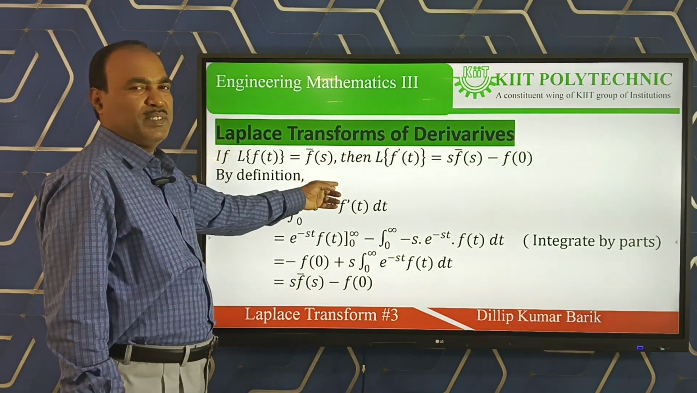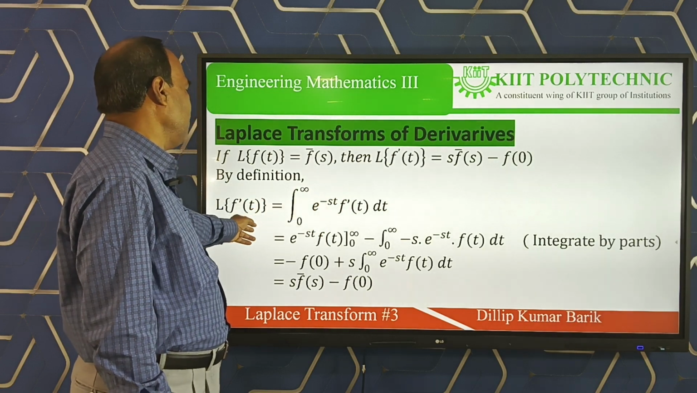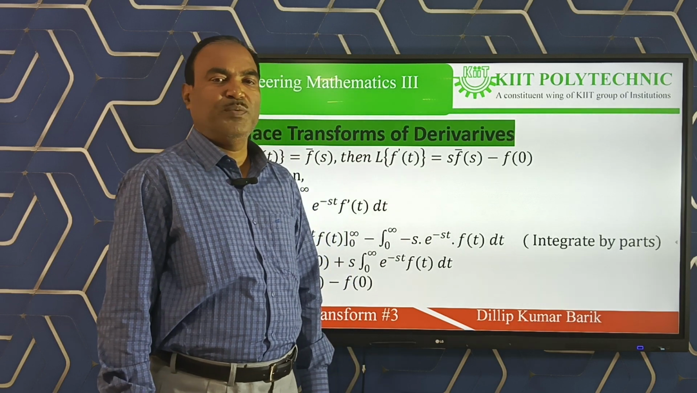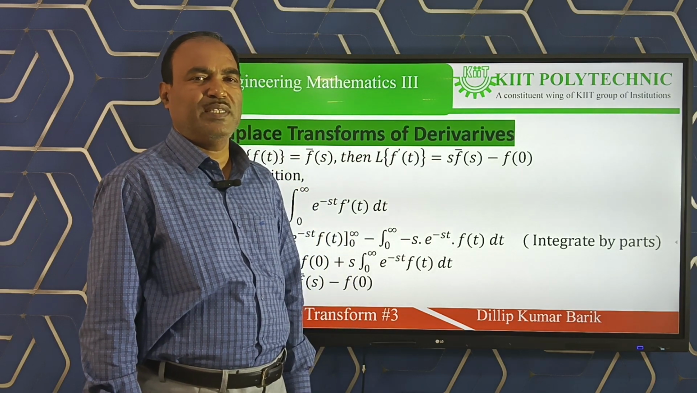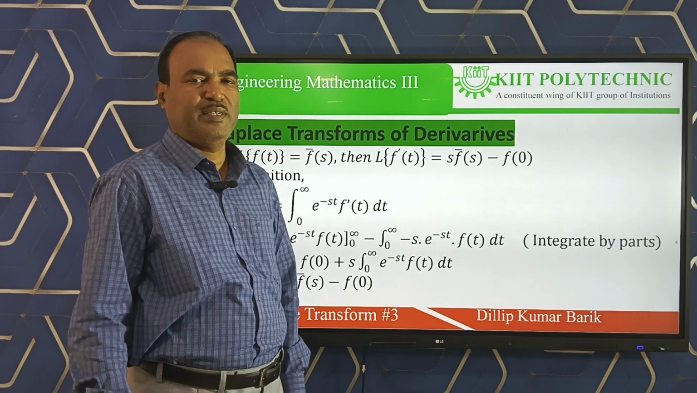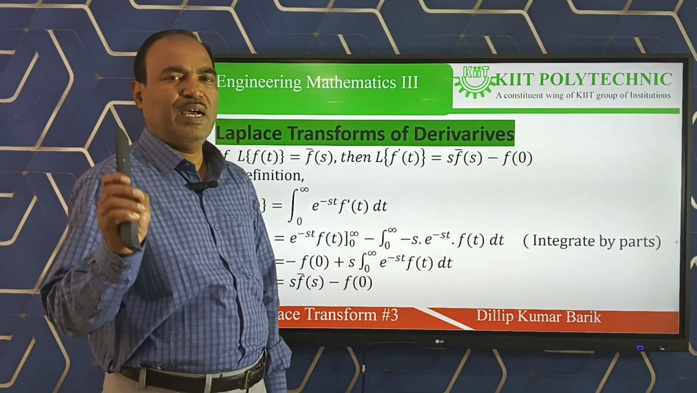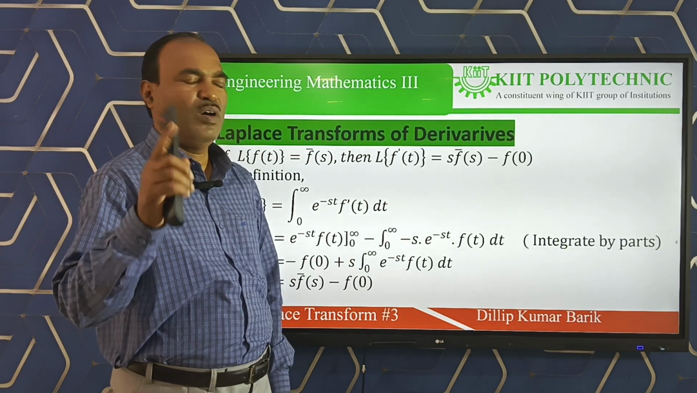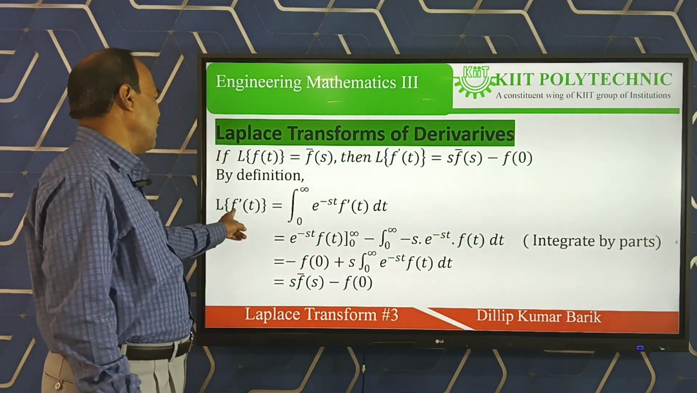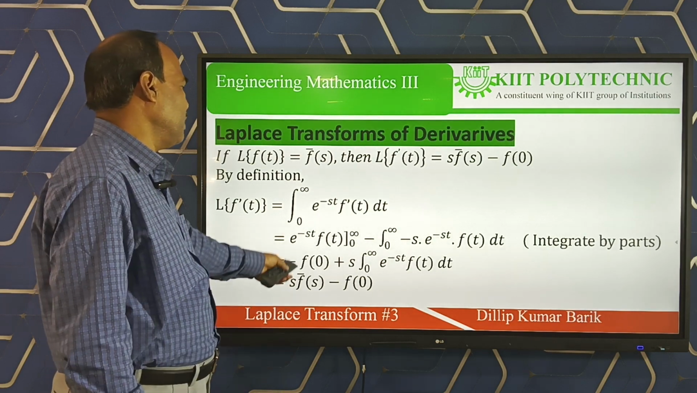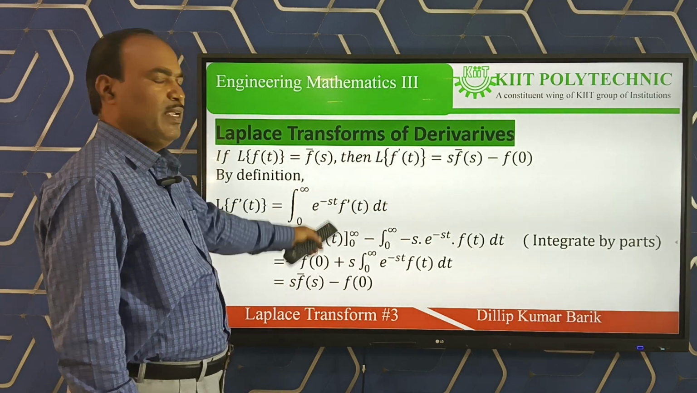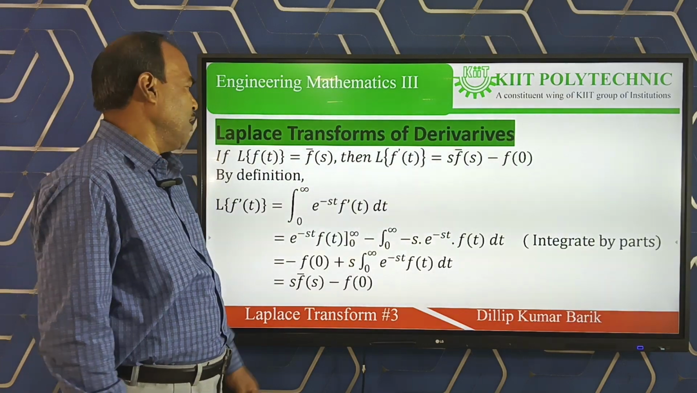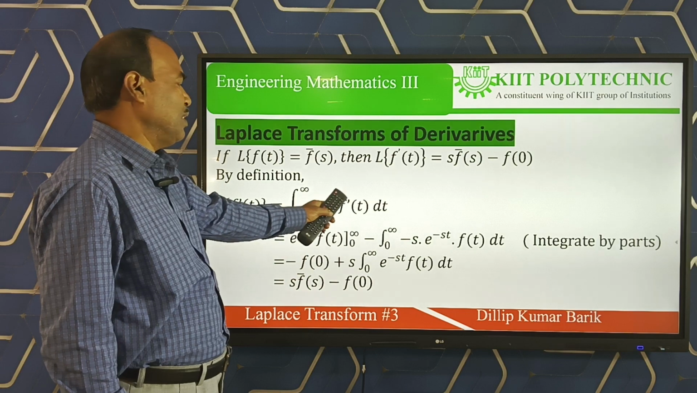And clearly its derivation is very simple. By definition we know Laplace of f(t) is equal to the integration over 0 to infinity of e to the power minus st and f(t) dt. One is the exponential function multiplied with the function, over integration lower limit 0, upper limit infinity. Similarly, Laplace of f dash t is again integral 0 to infinity e to the power minus st, and instead of f(t) I take here f dash t dt. And how to simplify this one?